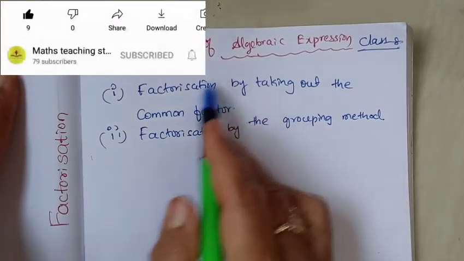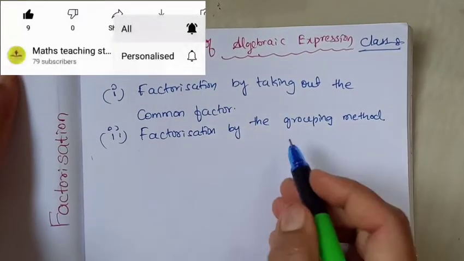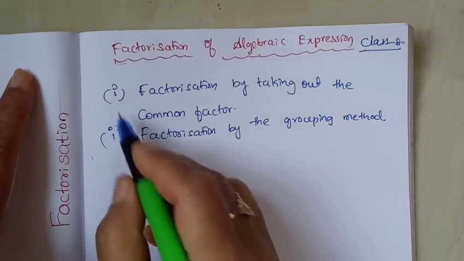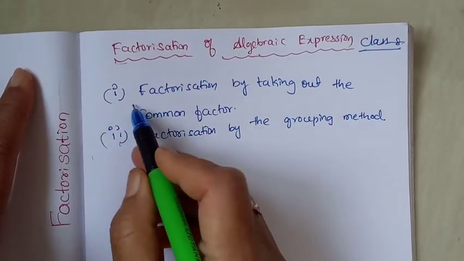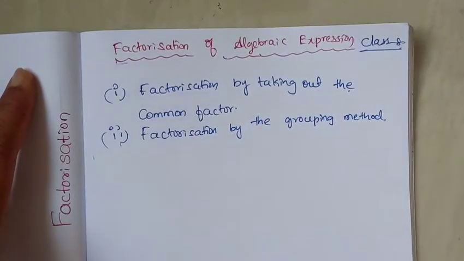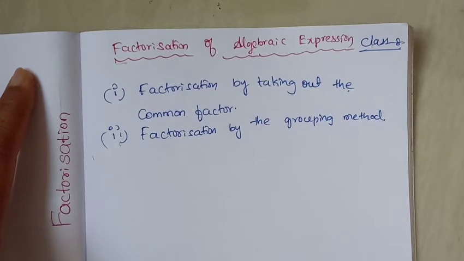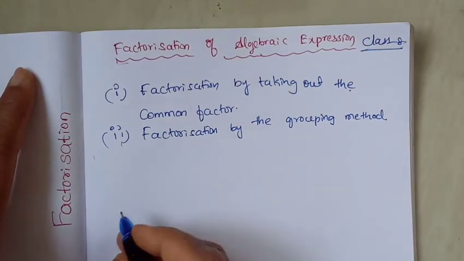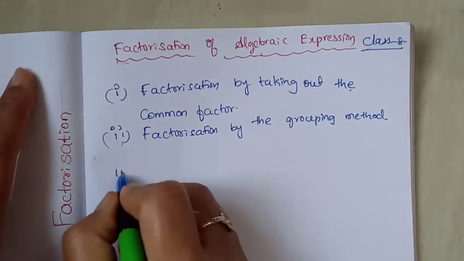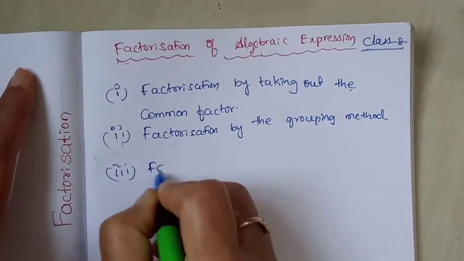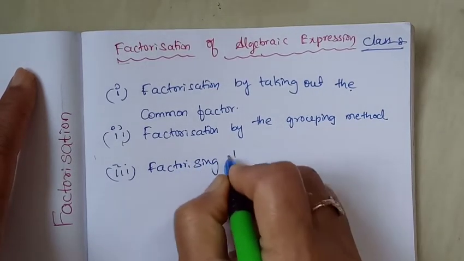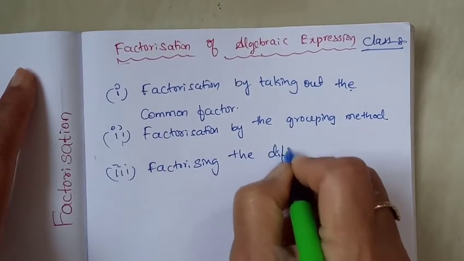Children, today we are going to start a new chapter, factorization, class 8 ICSE syllabus. There are two methods of factorization. One is factorization by taking out the common factor, second one is factorization by the grouping method. And next one is factorizing the difference of two squares.